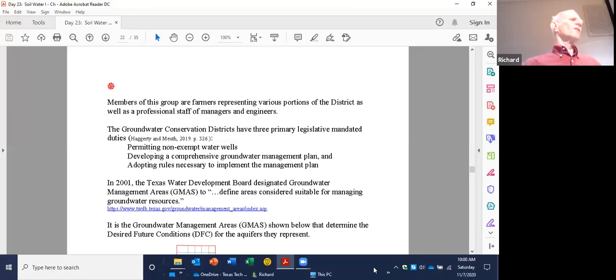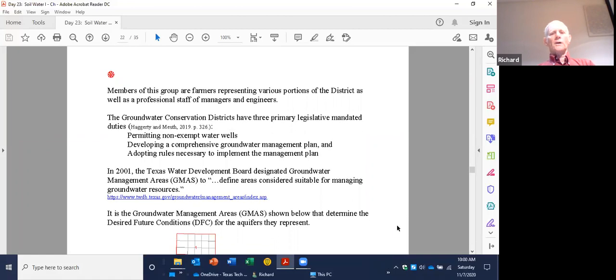Again, the idea of this is, hey, it's my water. I own the land. I own the water underneath it. You can't tell me what to do. And so the producers or the farmers make up part of this underground water conservation district, as well as professional staff managers and engineers to talk about how much water can be pumped.